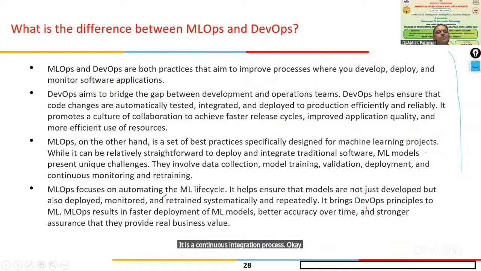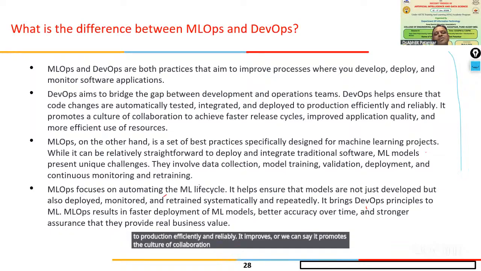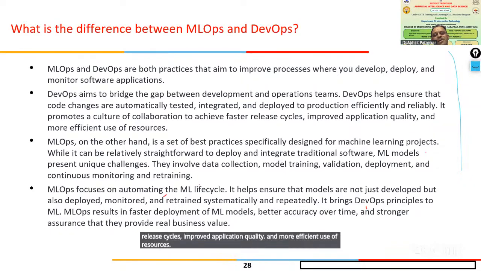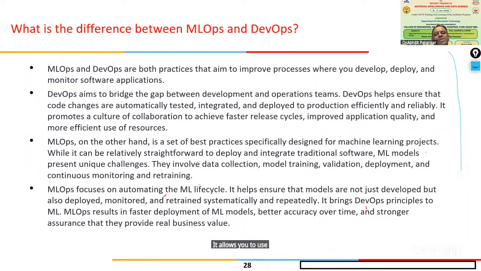So DevOps aims to bridge the gap between development and operation teams. DevOps helps ensure that code changes are automatically tested, integrated, and deployed to production efficiently and reliably. It promotes a culture of collaboration to achieve faster release cycles, improved application quality, and more efficient use of resources. It allows you to use resources more effectively and improve application quality also.